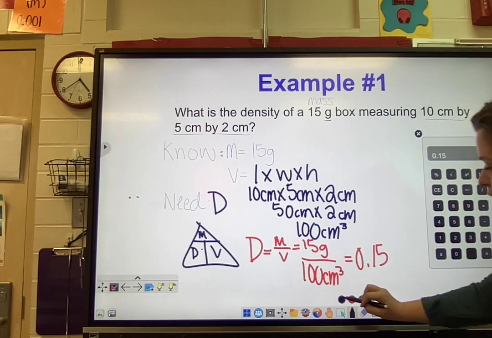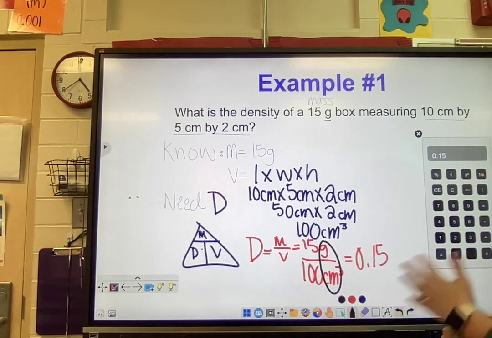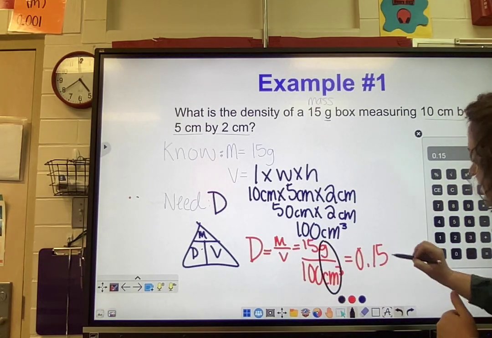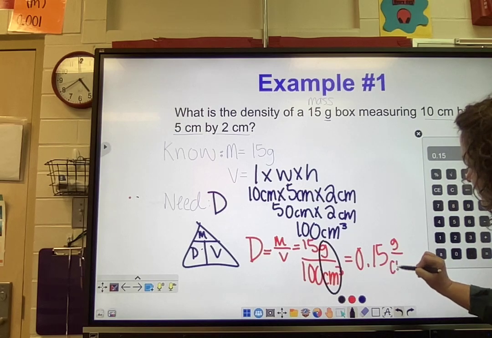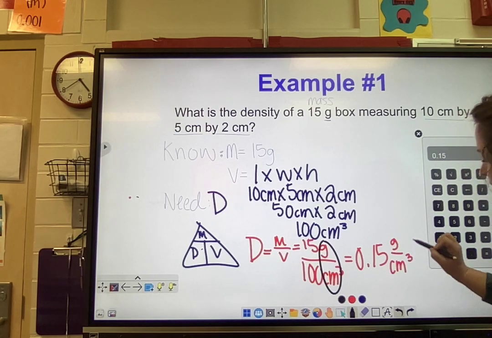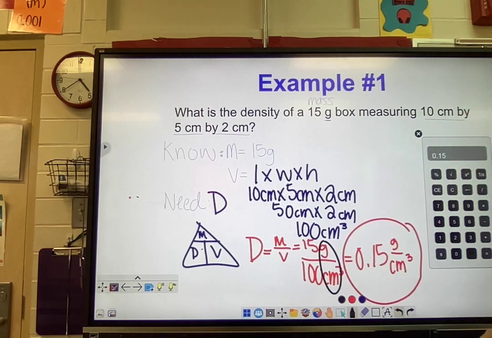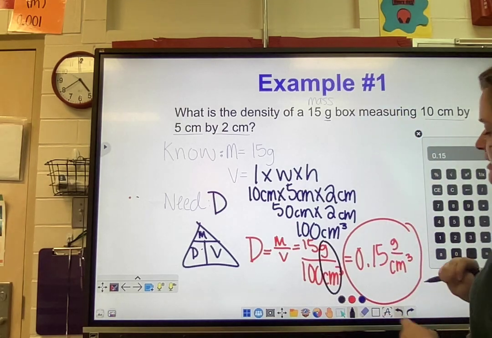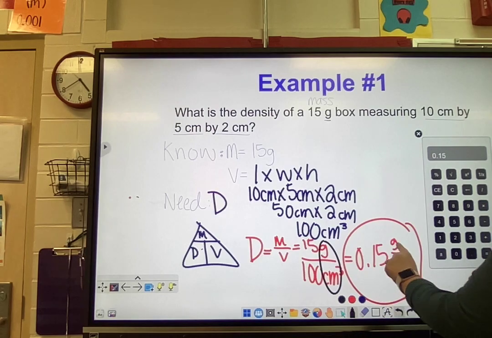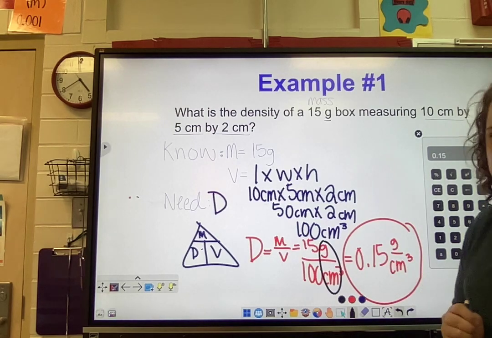and I'm going to take all of these units with me because none of them can cancel. So now my units are grams per centimeters cubed. And then I'm going to circle my answer. So the density of this box is 0.15 grams per centimeters cubed.